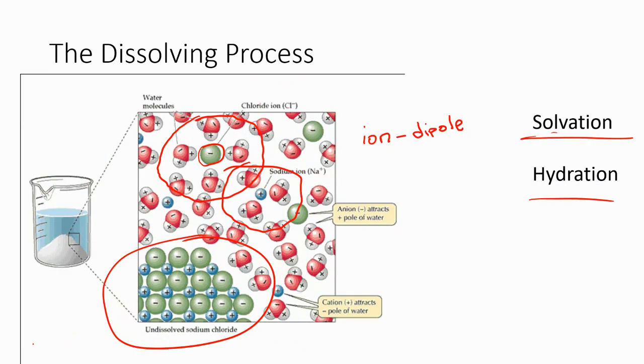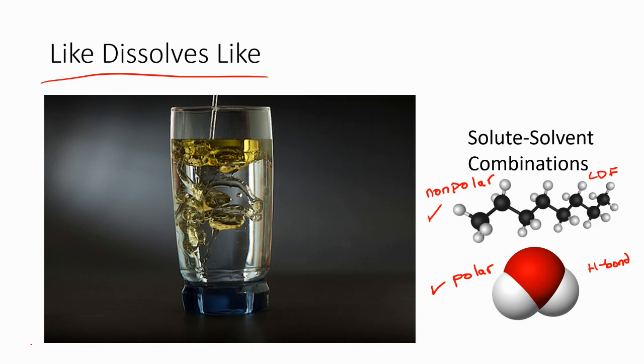for producing a solution. So when we say like dissolves like, typically, nonpolar substances will dissolve very well in other nonpolar substances. Polar substances will dissolve very well in other polar substances. And water molecules, which are polar and have a positive and a negative end, are really good at dissolving ionic compounds because they are also charged.